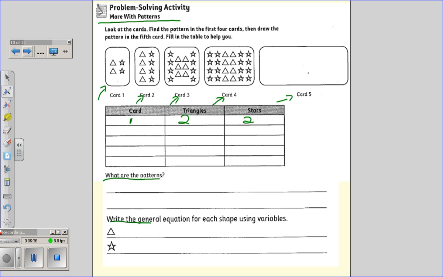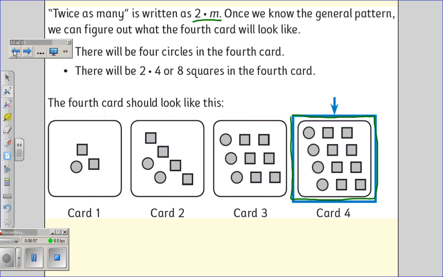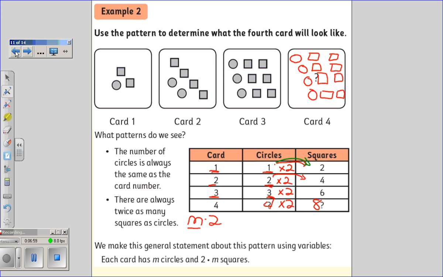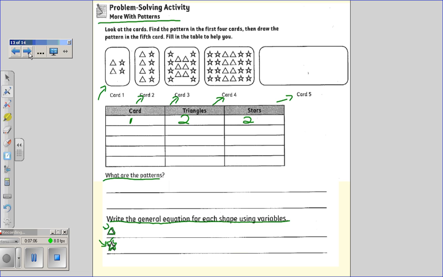Next, write a general equation for each shape using variables. So, how do you figure out the triangles? How do you figure out the stars? Make sure you use a variable for these statements. They will look similar to this type of statement. Complete it and hand it in.